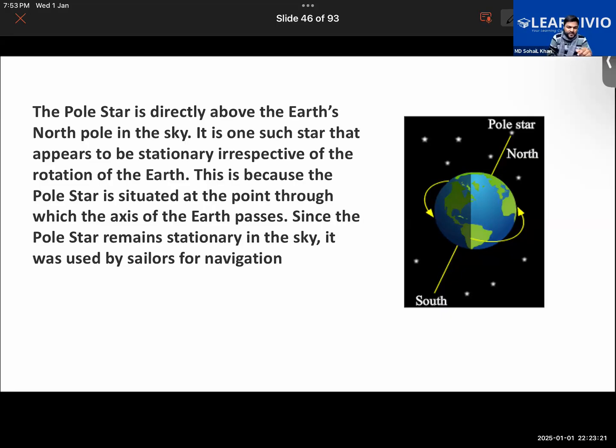Okay, getting back to the pole star. It is directly above the Earth's north pole in the sky, and it is one such star that appears to be stationary irrespective of the rotation of the Earth. Because of this, it has been used in navigation also. It has been helpful in navigation throughout history. Okay, that is one thing. So sailors would have been taking the help of the pole star, also called the north star. Okay.